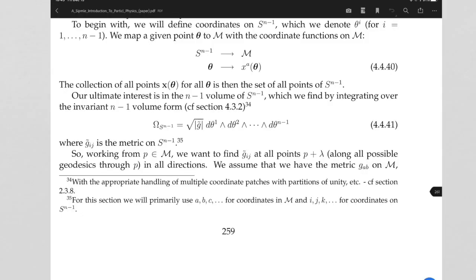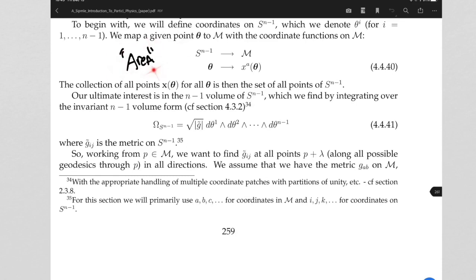So you may remember that our goal was to take a manifold M, and this is an arbitrary manifold. It's not necessarily the manifold of general relativity, which is a four-dimensional manifold with a local Minkowskian metric, but an arbitrary manifold. And we are going to seek the area, and I'll put area in quotes, the area of a sphere that is one dimension less than the manifold that's embedded in the manifold. And we're going to determine what that area is.